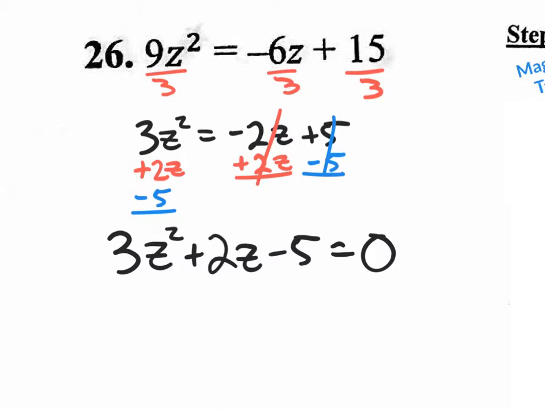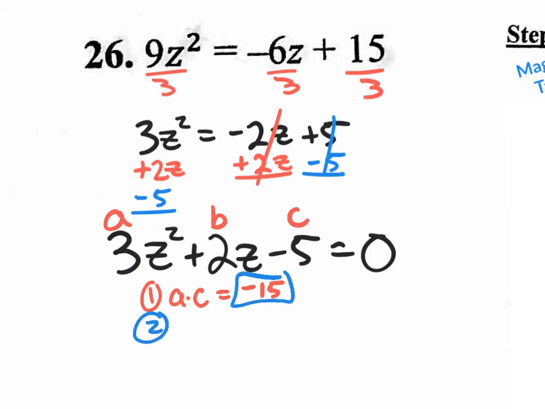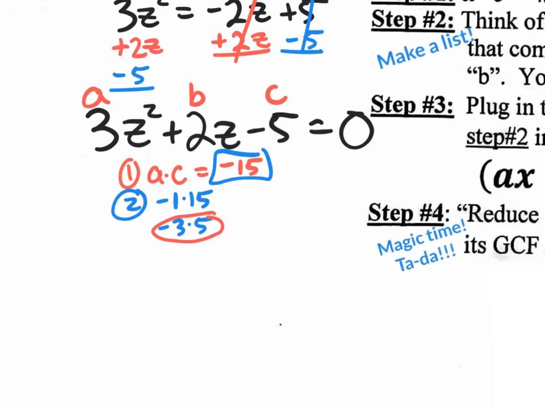This quadratic trinomial has the a value of 3, the b value of 2, the c value of -5. So then we're going to do step 1 of that long process. Step 1 is multiplying a times c, which is -15. And then step 2, make a list of the multiples of -15, -1 times 15, or -3 times 5, and that's it. Out of those two pairs of numbers, which one gives us the b value of 2? This one gives us 14, this one gives us 2. So this is the correct pair of numbers that we want. And then we jump to step 3 over here.